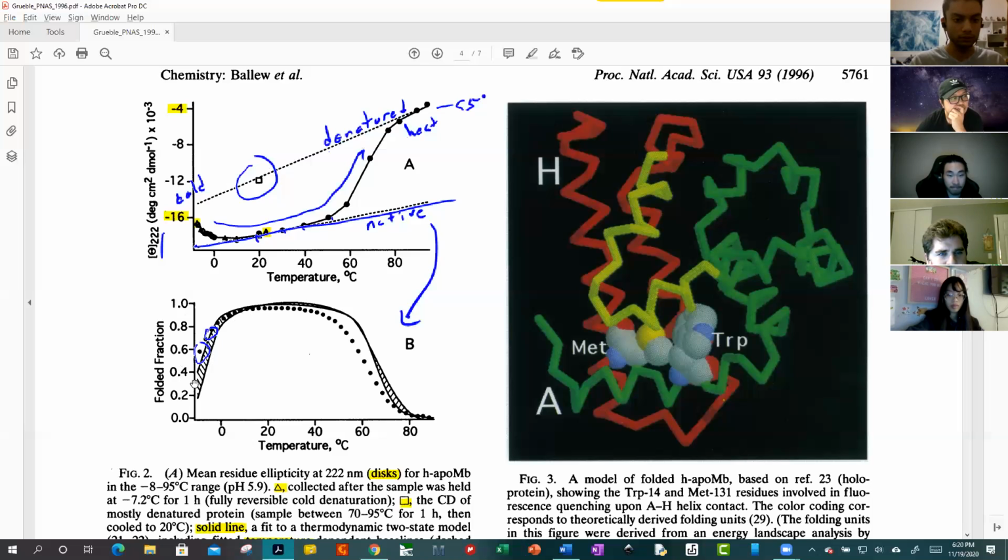So if we start at minus 6 and we're sort of at, say, a 30% folded fraction, when we jump the temperature to 20 degrees, we make an instantaneous jump here, then we can follow the folding fraction go up to nearly 100%, as basically this ellipticity fraction drops down here.